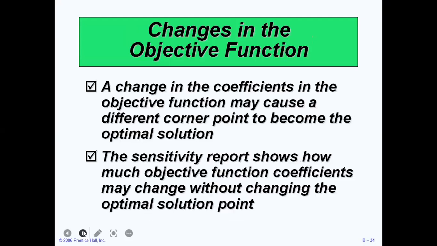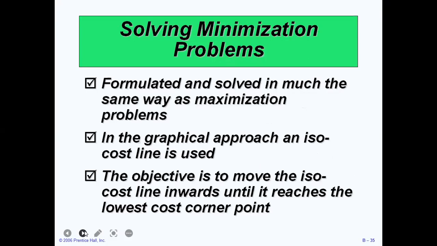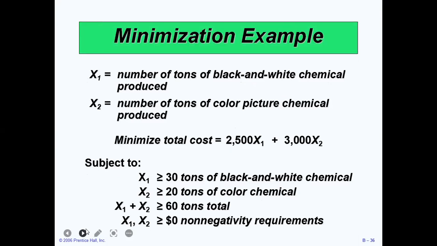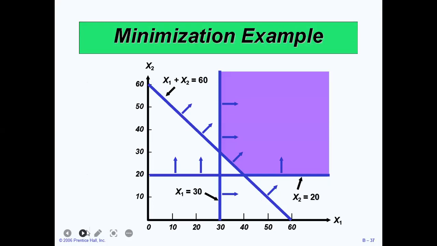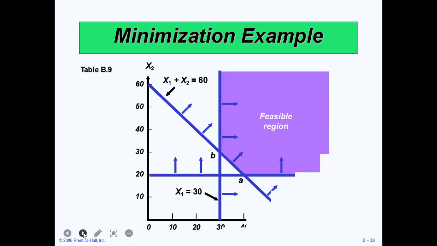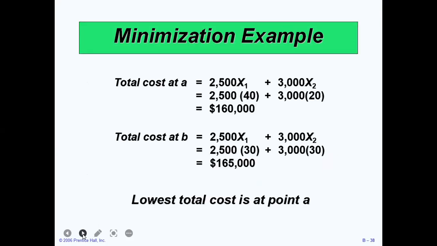Changes in the objective function. Solving a minimization problem. First of all, we have to formulate this minimization problem example like this. Just plotting the graph, you get the shaded region or feasible region like this. So total cost at A and B, we get the lowest cost at point A.